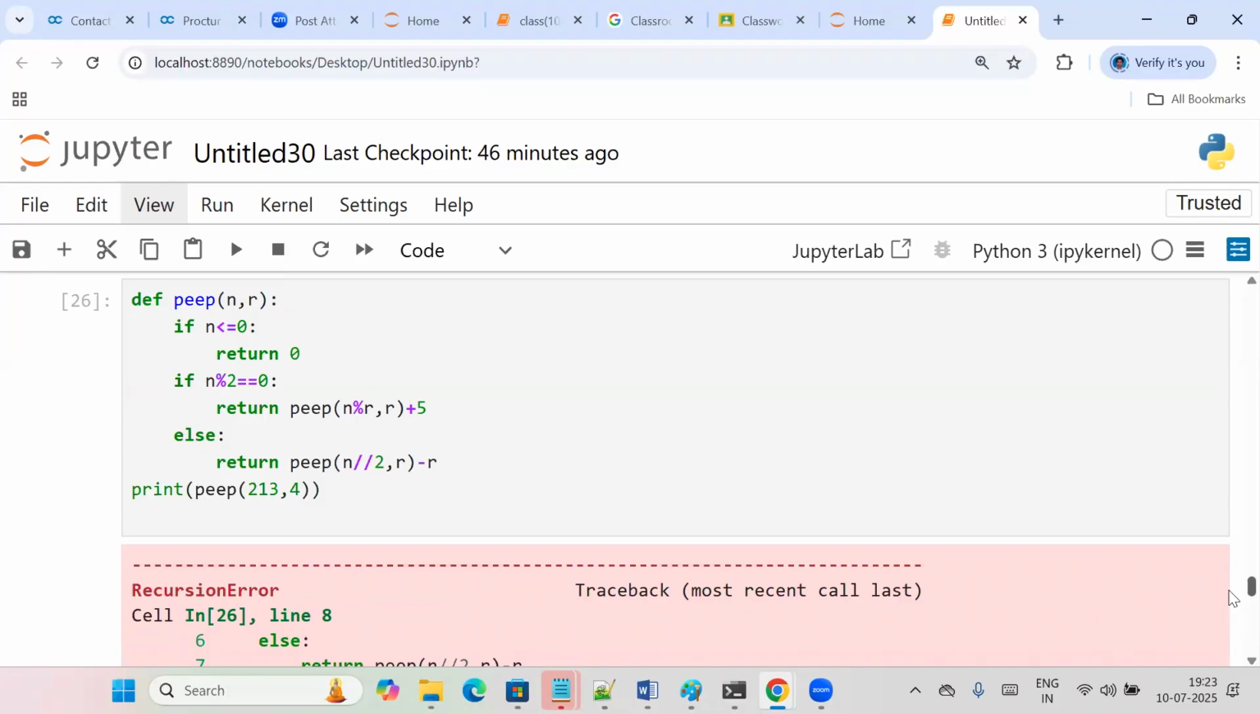Please trace it, guys. You trace it properly, then only you will get the correct answer. That's why you practice as many recursion questions as you can. Then only things will be easy, right?